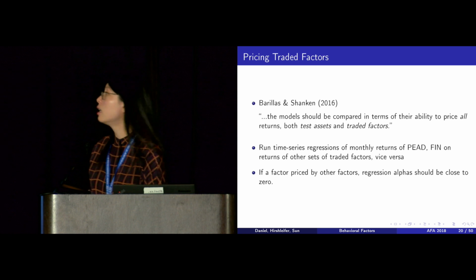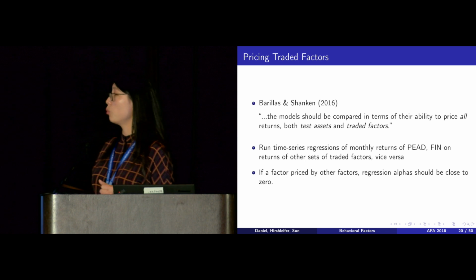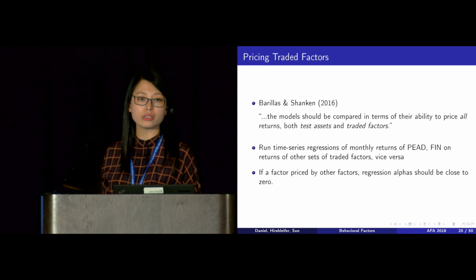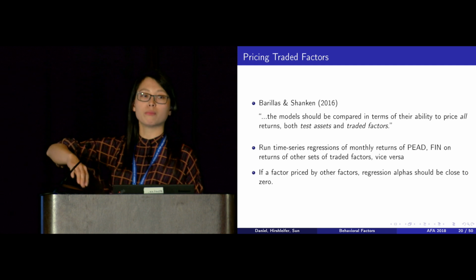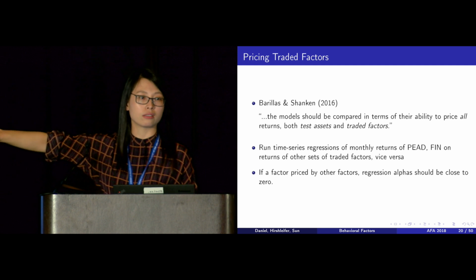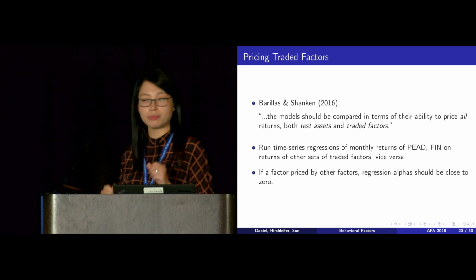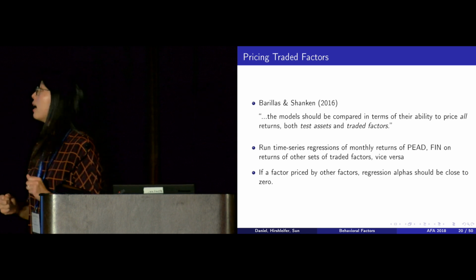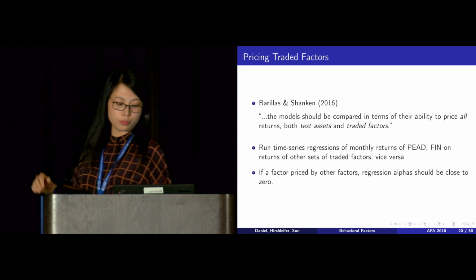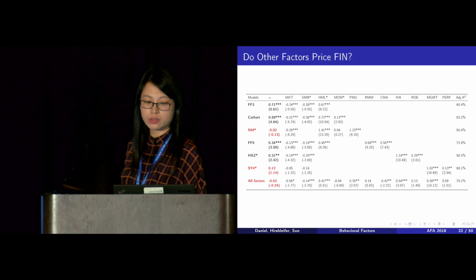To price traded factors, the main method is that we run a time series regression of the monthly returns of one factor on the monthly returns of a set of other factors, and we focus on the regression intercept, or alpha. If one factor can be fully captured by other factors, we expect the alpha to be close to 0. And I have to skip this table.